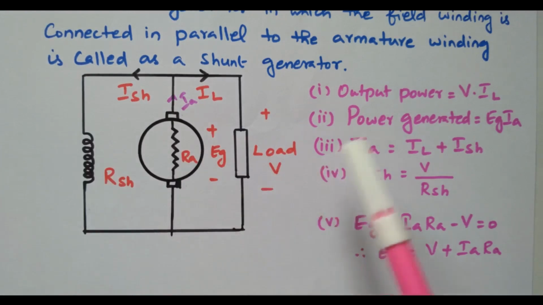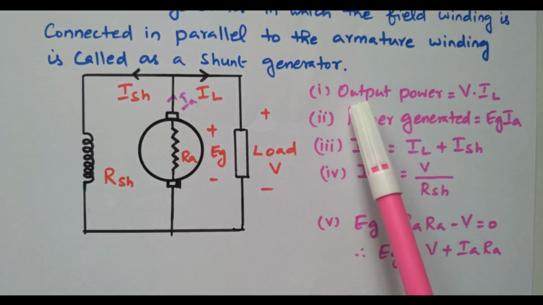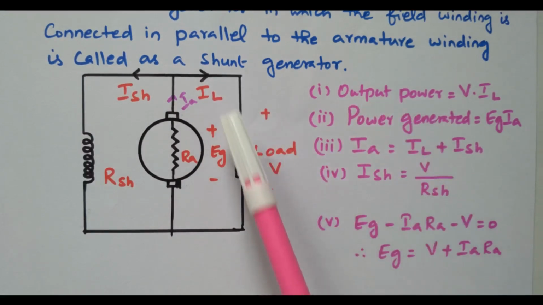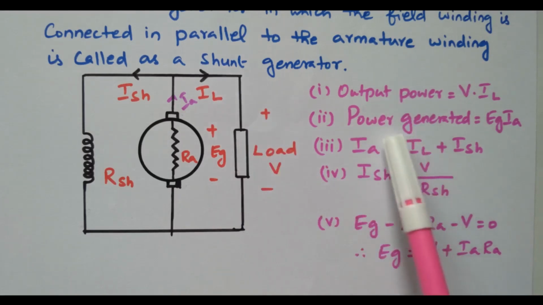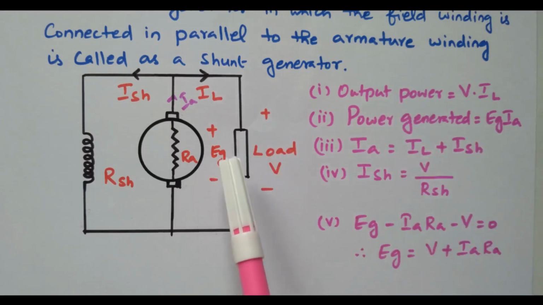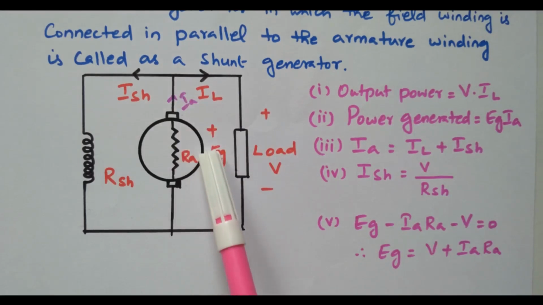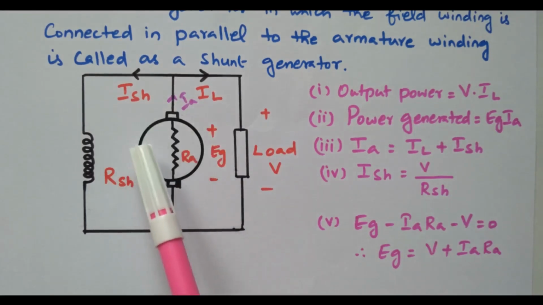So based on that, we will see the equation. The output power is nothing but V into IL, terminal voltage into load current. But what is the power generated in the armature? Eg into Ia. Eg into Ia is the power generated in the armature. After the drop, the balance will be available in the load terminal, right?